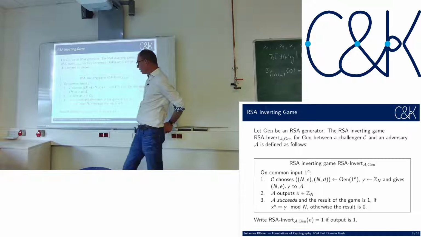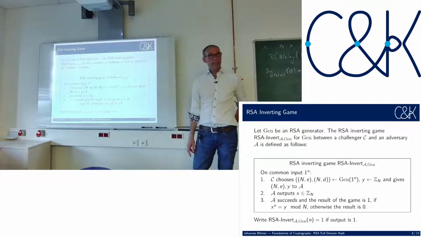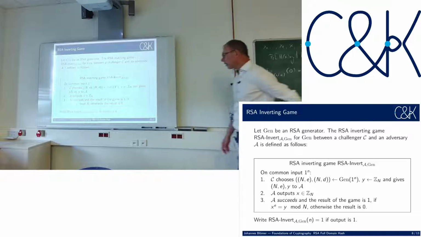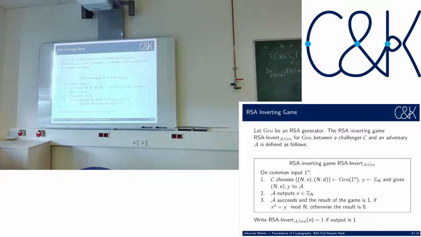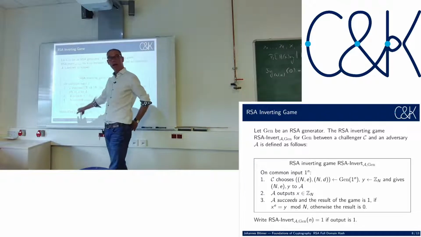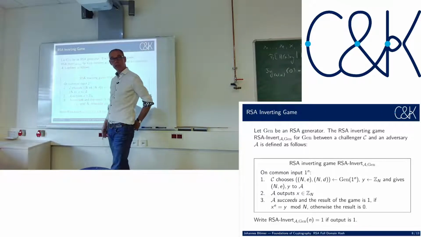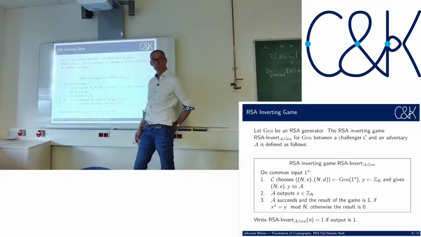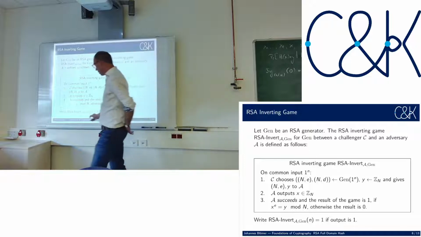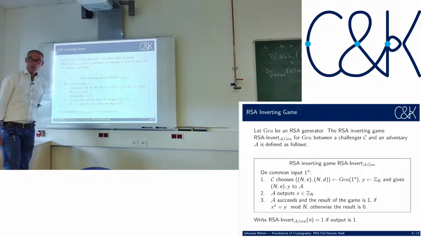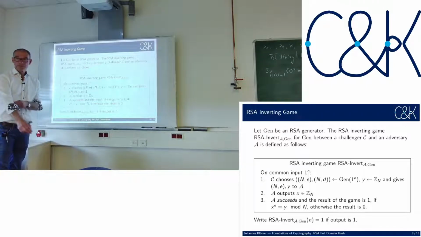And A outputs eventually an x in Z_N. And we say that A succeeds and the result of the game is 1 if x to the e is equal to y mod N. Okay? Otherwise, the result is 0. And we write RSA-invert_{A,Gen}(n) is 1 if the output is 1.